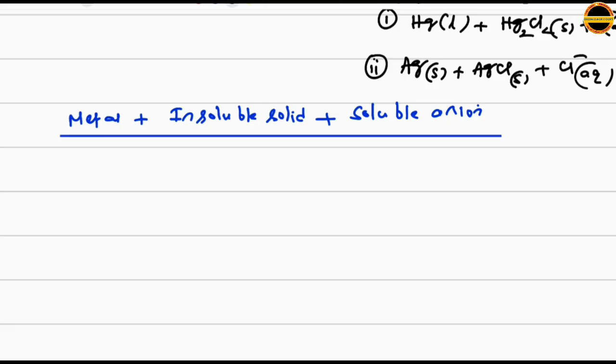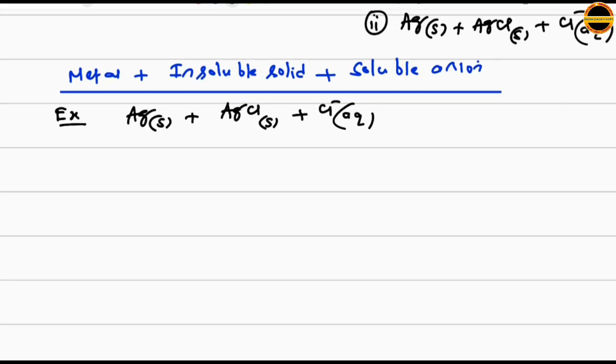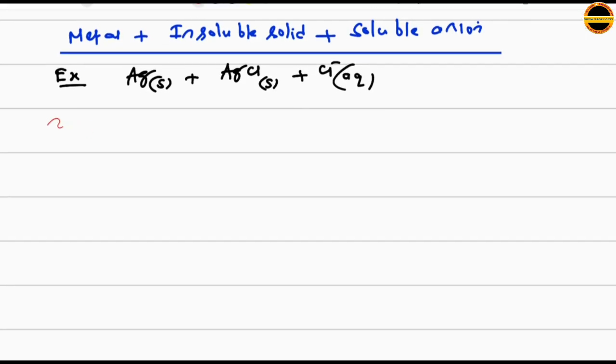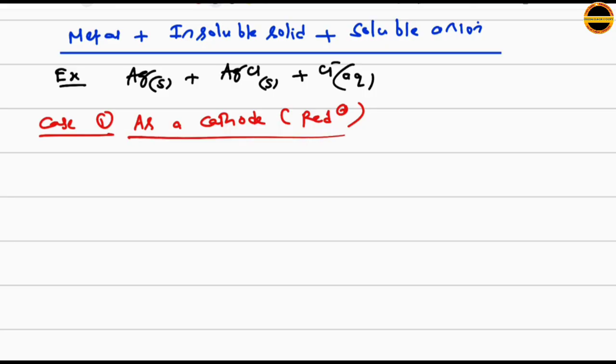The example I am taking first is silver, which we already wrote above, and we are elaborating now in detail. AgCl solid plus Cl minus aqueous. First we consider it as a cathode. You write like this, as a cathode. We know at the cathode reduction occurs, so we are referring to the electrode as cathode. Based on that, see the cathode reaction here.